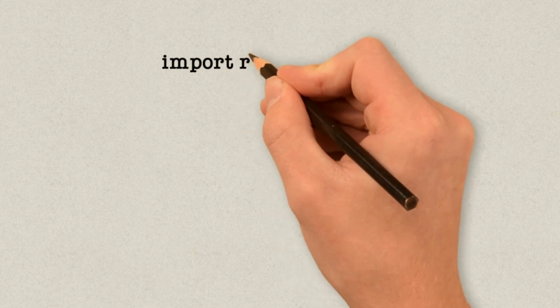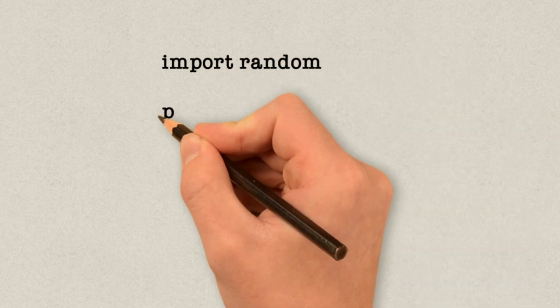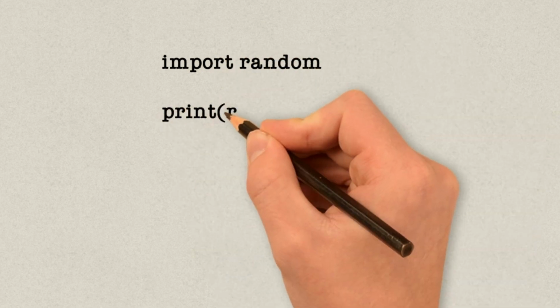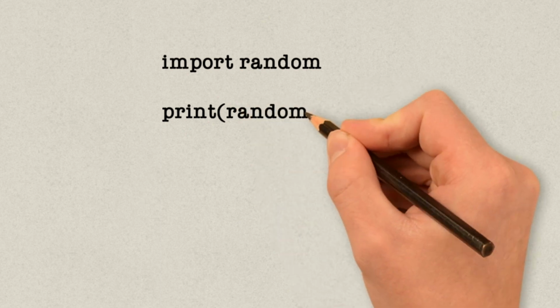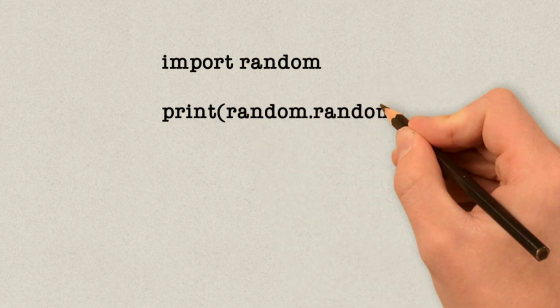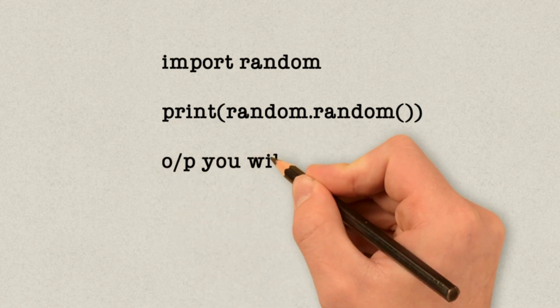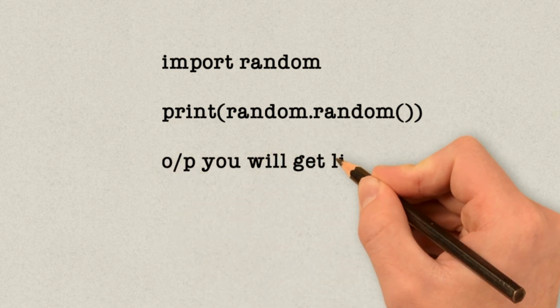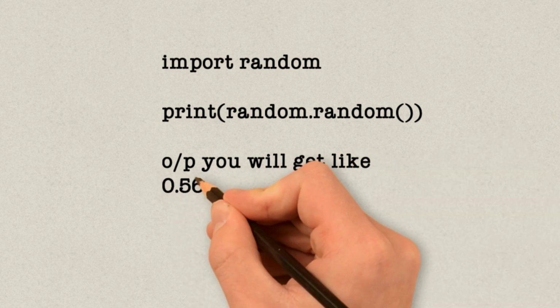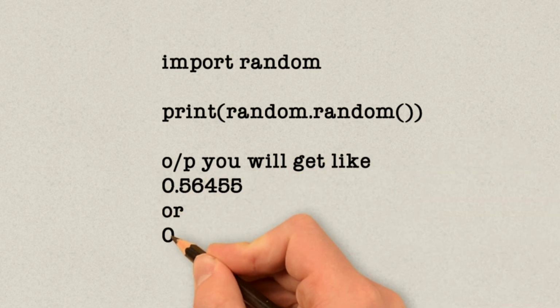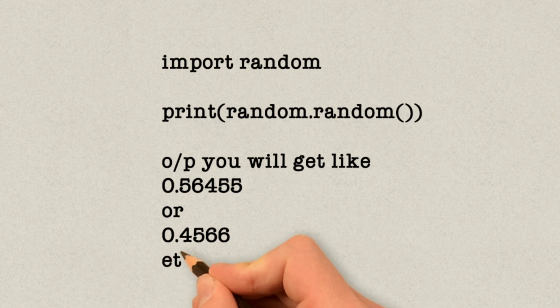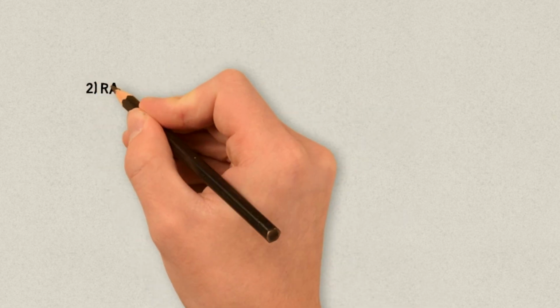Import random. Print random dot, call the random method random. The output you will get is between 0 and 1, like 0.56455 or 0.4566.